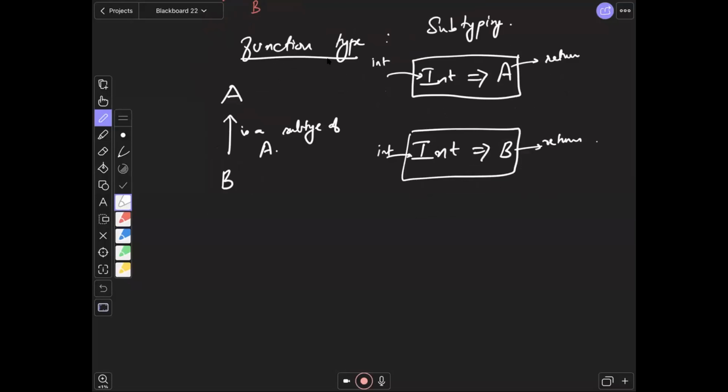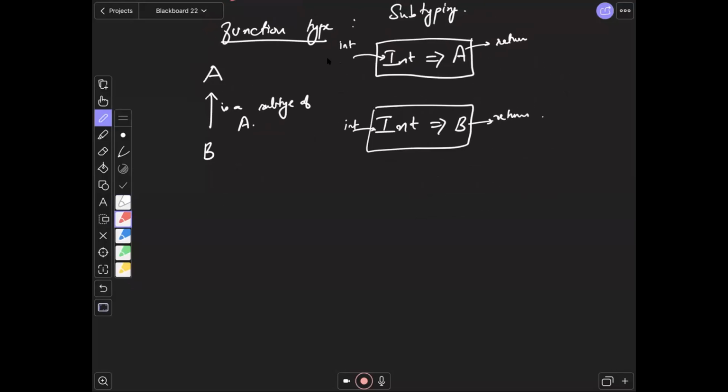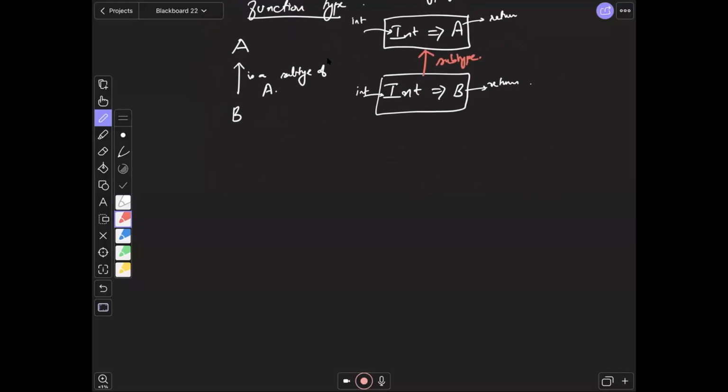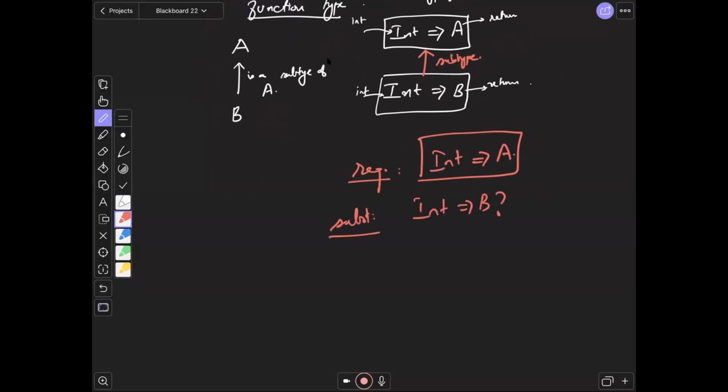Now my question is, is int arrow b a subtype of int arrow a? As an example, let me say I require you to give me a function of type int arrow a. I'm requiring you to give me a function of type int arrow a. Can you substitute a function of type int arrow b when I need a function of type int arrow a? Yes, very good, very good.